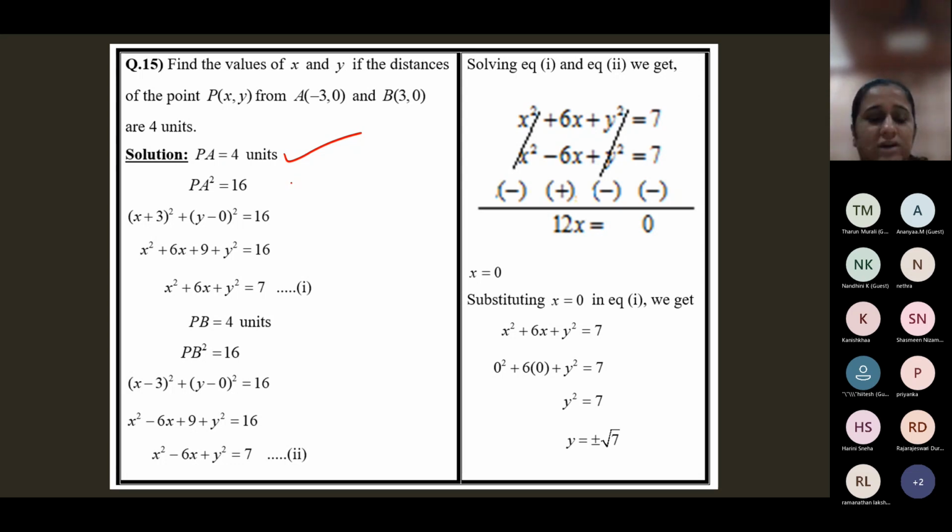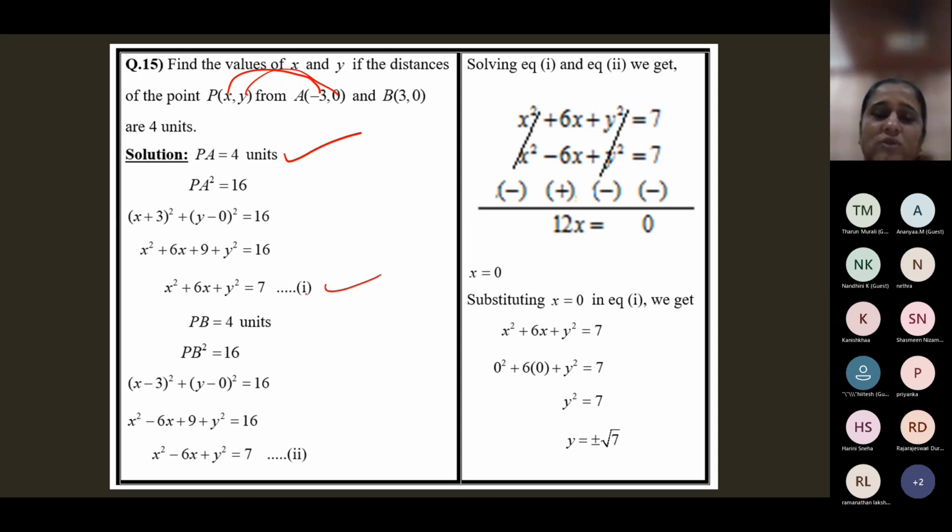That's an equation. Work that. So PA is equal to 4. That means PA square is equal to 16, squaring on both the sides. So how do you find PA square? Don't put the square root symbol. Subtract the x coordinates: x plus 3, the whole square, plus y minus 0, the whole square, is equal to 16. So work this and you get this equation.